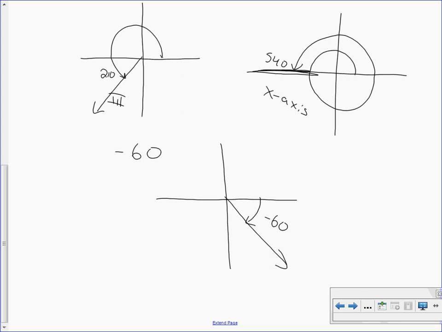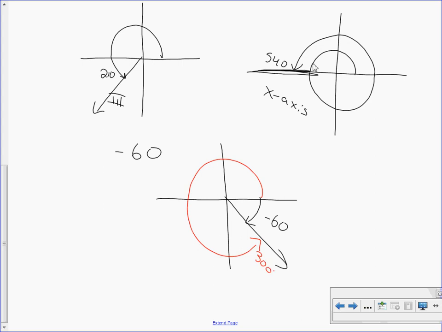Think of it this way. If you are driving a car, two wrongs don't make a right, but if I make three right turns, I'm still going that way, aren't I? So basically what you're doing is finding a coterminal way of going around the block. So instead of having a negative 60, what we have is what we call a coterminal angle at 300 degrees.